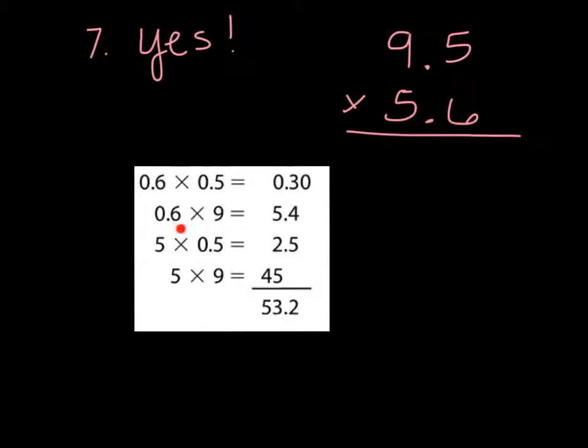The 6/10 times the 9 is this right here, the 6/10 times the 9, which is a whole number. So just like we would multiply normally with the algorithm. And then 5 times 5/10. Here's your 5 times your 5/10. And then 5 times 9, that would be right here, 5 times 9. So then they would add all that up, and then they got the product of 53 and 2/10.